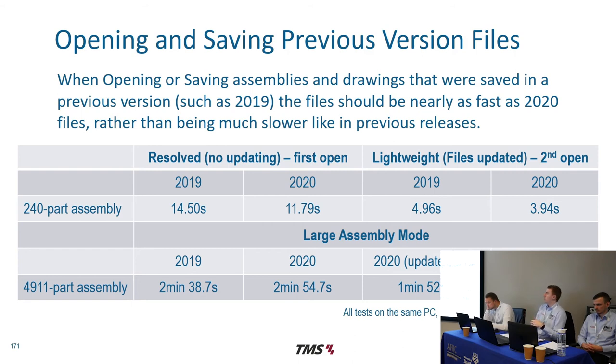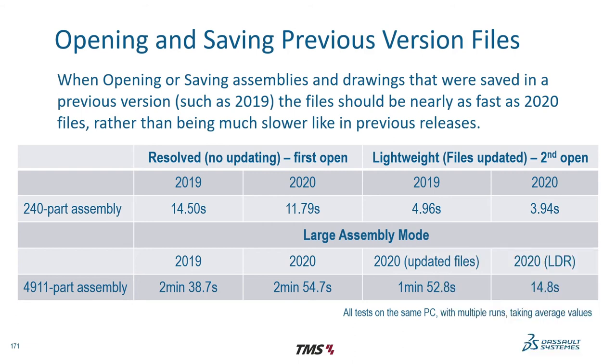So I took a kind of random 240 part assembly, and in 2019 it took just shy of 15 seconds to open. In 2020, still in the resolve state without updating, it was just shy of 12 seconds. And then once we update them, that'll go even faster as well. Same thing we've seen for lightweight files, at the top right. The bottom one, I was opening files in the large assembly mode, and it's just shy of 5,000 parts. It's that OMAX model we've been looking at throughout all of today.